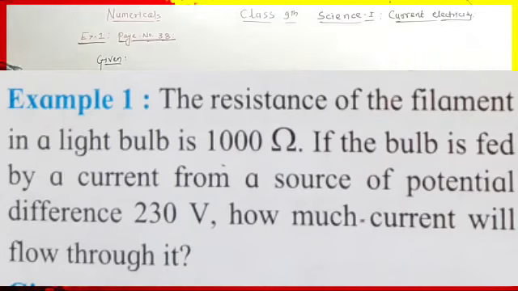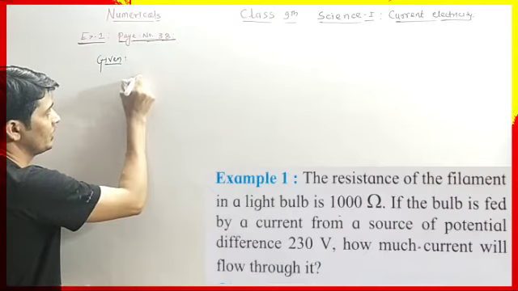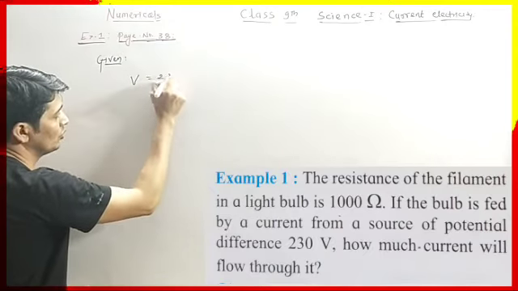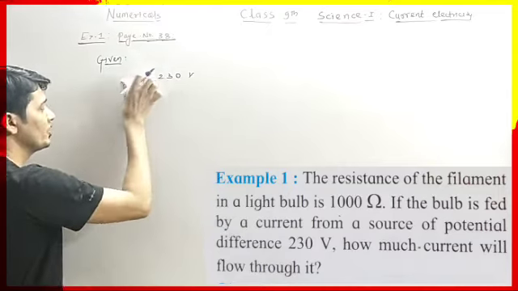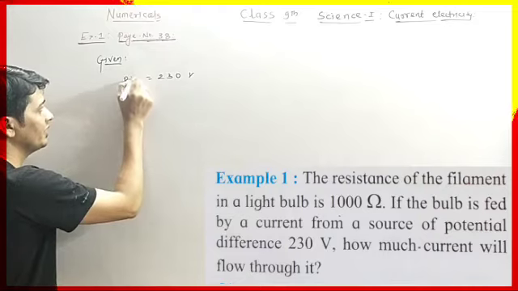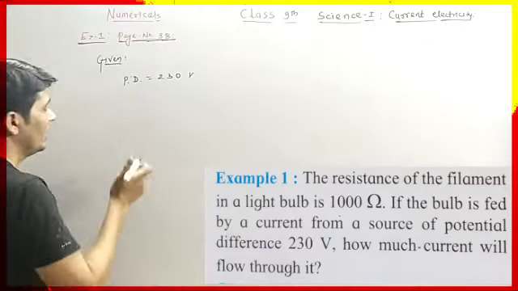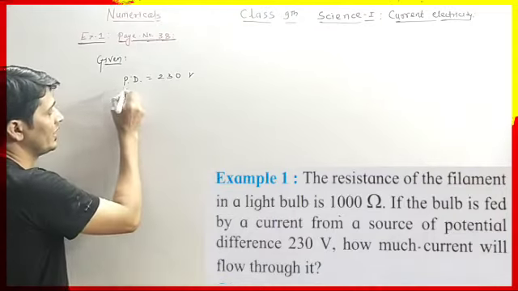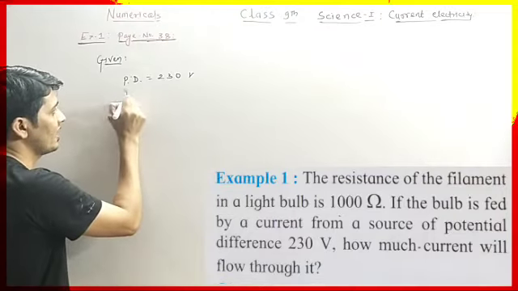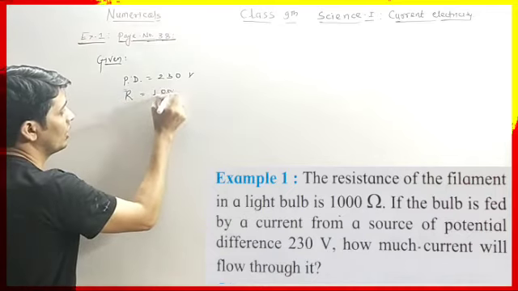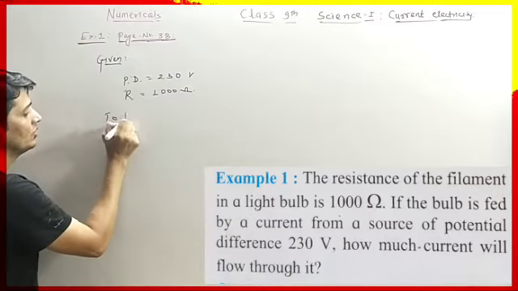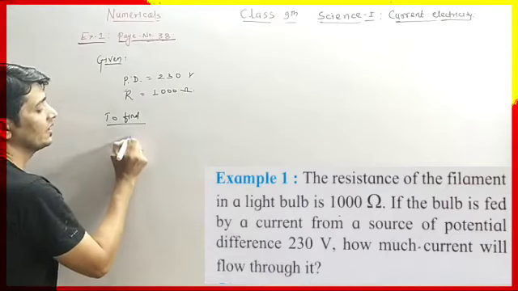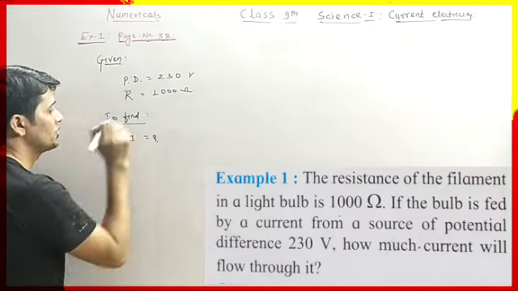So first we have to write the given part. What is given? Given is the potential difference, which is 230 volt. So potential difference we will write as PD. PD is potential difference. And the resistance of the filament coil is R, which is 1000 ohm. Now we have to find current. Current is what? It is I, which is a question mark. That we have to find.